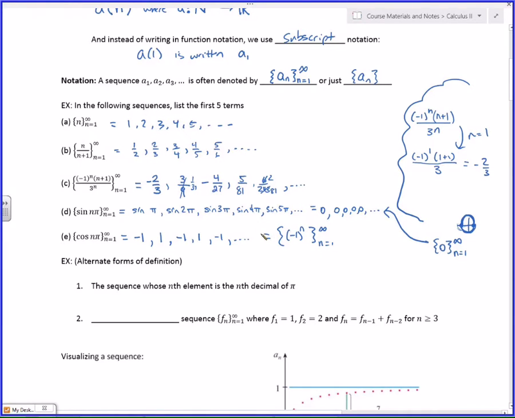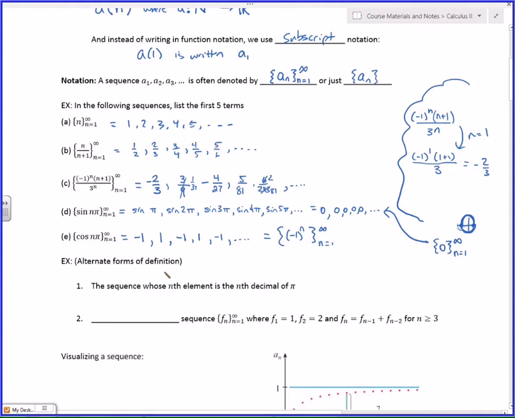Okay, I didn't ask for that in the homework or in the exercise here. I just wanted you to see that these two sequence definitions are the same sequence as these two sequence definitions. Okay.